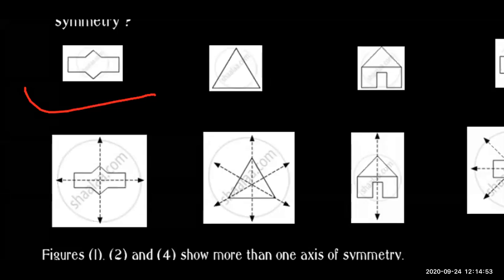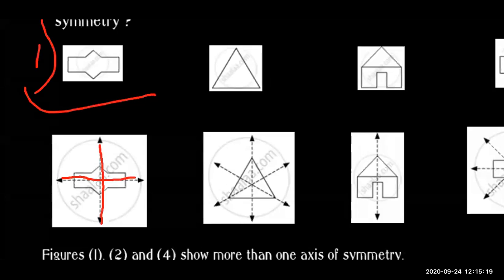Now this first picture, if I make an axis, how many axes have I made here? See, I have made a dotted line, one over here and one over here. So how many lines are there? There are two lines, two axes on the first figure. This is our first figure and it is showing us an axis. How many axes is it showing? It is showing two lines.